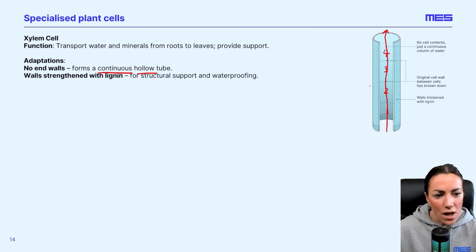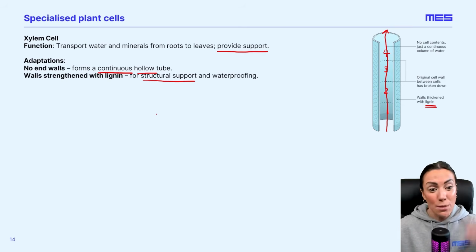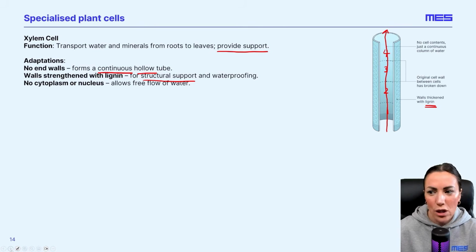The cell walls are strengthened with a substance called lignin. Now, lignin is really strong, so it does help with structural support. We said that here, didn't we? It helps to support the stem, and it also waterproofs the xylem so that water does not leak out of the xylem vessels as it is being transported up.